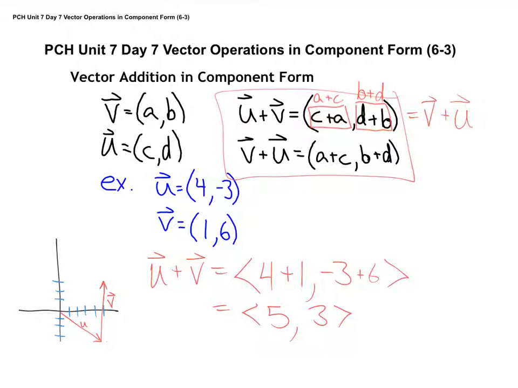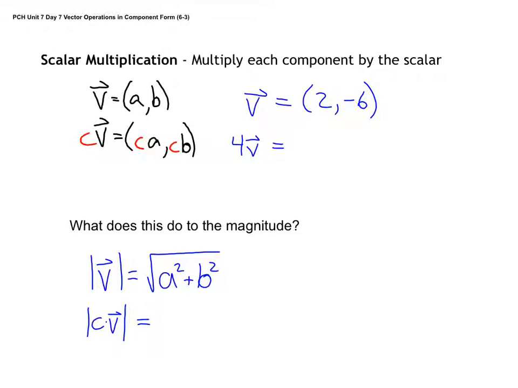And look at my result. My result is I started here and I ended up here. That's 1, 2, 3, 4, 5. 1, 2, 3. So 5, 3. So you can see it on the graph here. You can see it algebraically as well. Not too difficult.